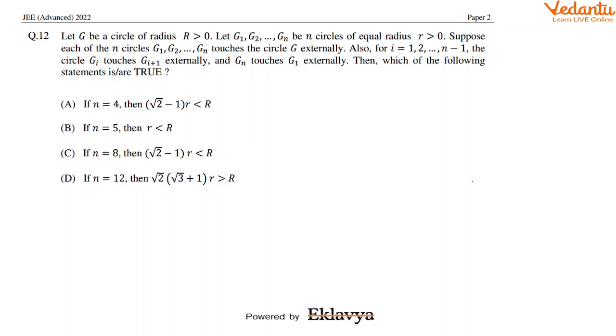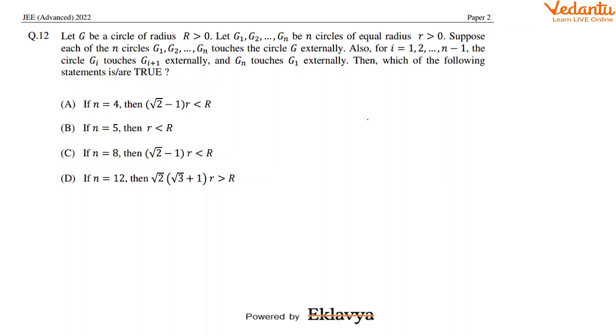Also for every i equal to 1 to n minus 1, the circle Gi touches Gi plus 1. Means capital G1 is touching capital G2, which is touching capital G3, and so on. And Gn touches G1, so the circles are arranged in cyclic order. Gn is touching G1 externally, and the circle capital G is touching all these n circles externally.